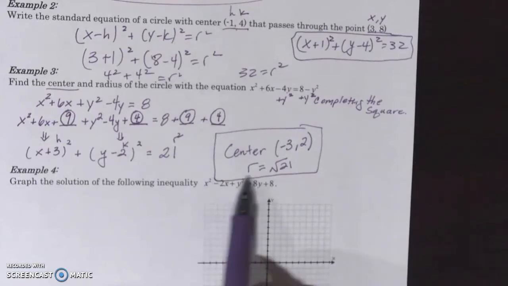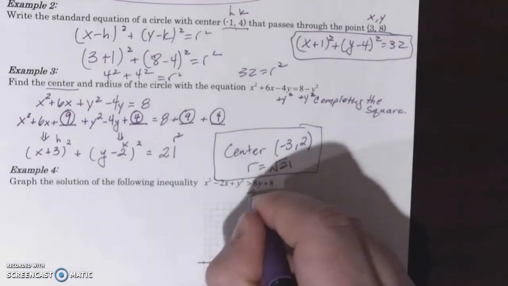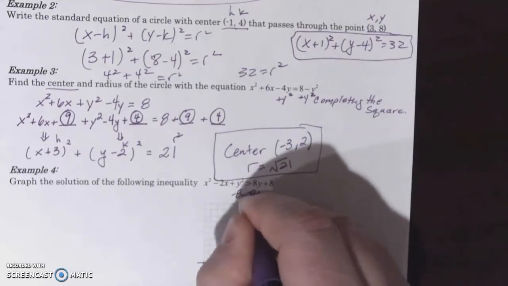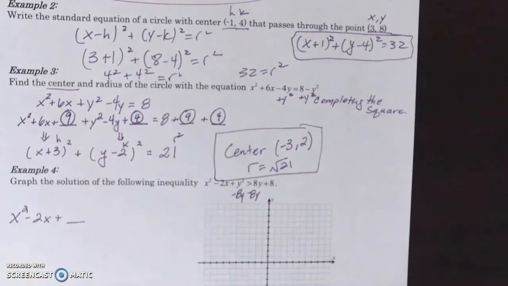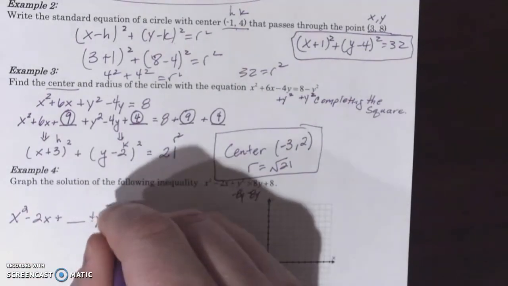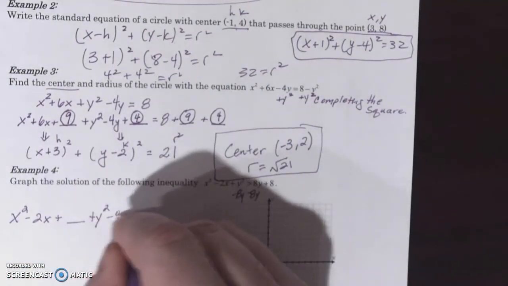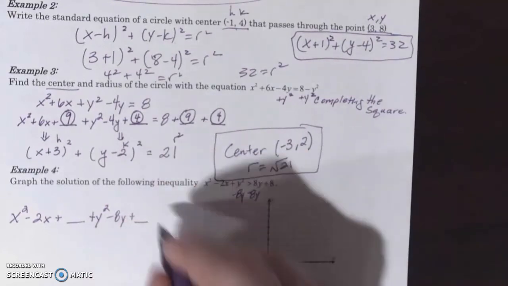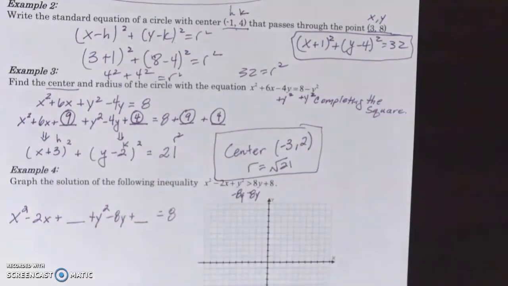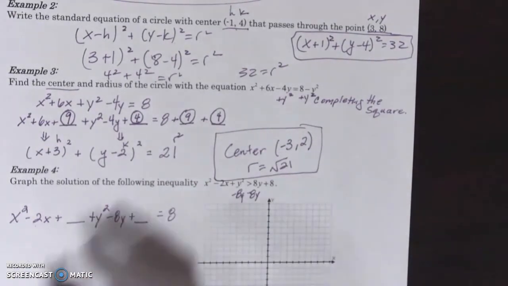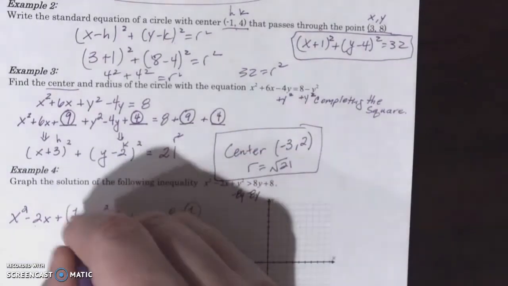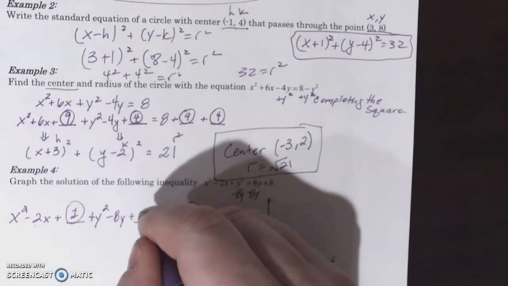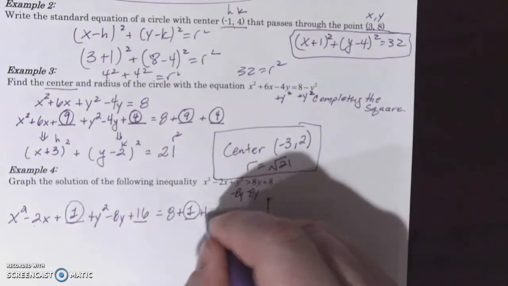Let's get our x's and our y's on the left side by subtracting the 8y. At the same time, I'm going to leave some room to add in that constant that we're going to need. On the other side, we've got an 8. Cut this in half and square it. That would give you a 1. Cut this in half and square it. That would give you a 16.